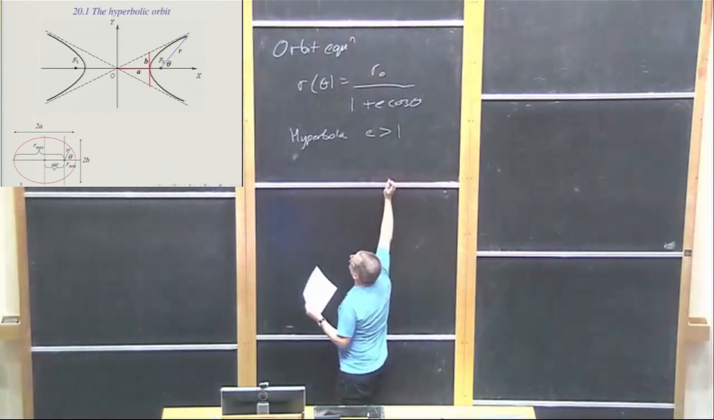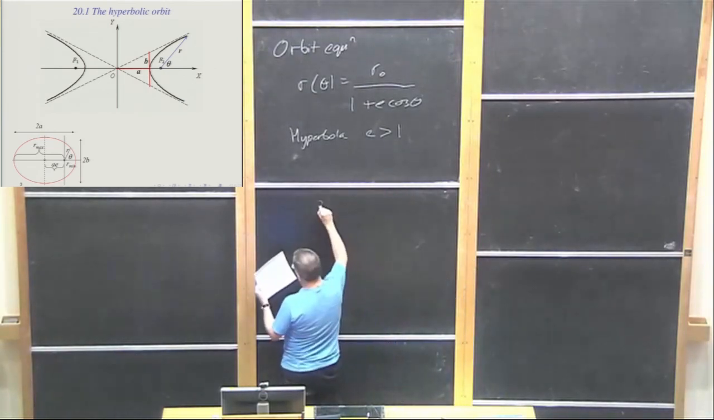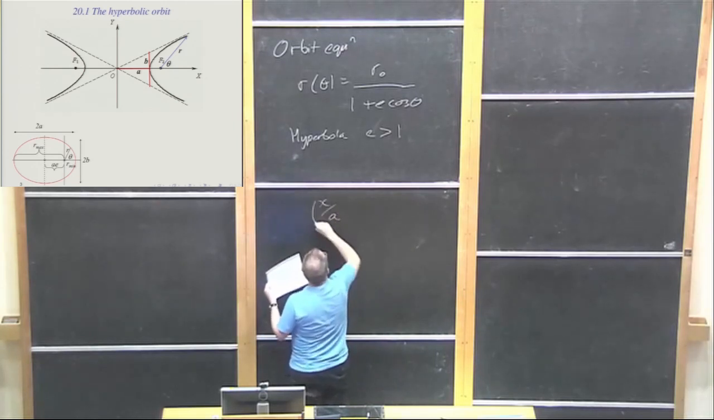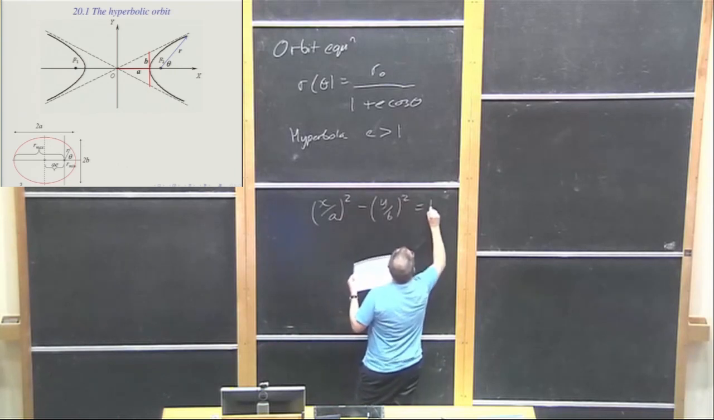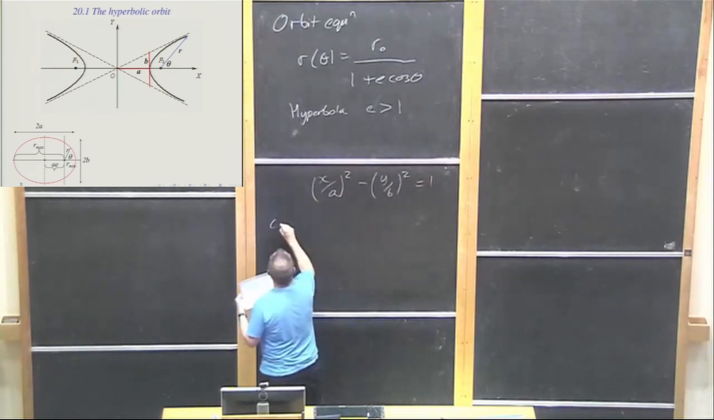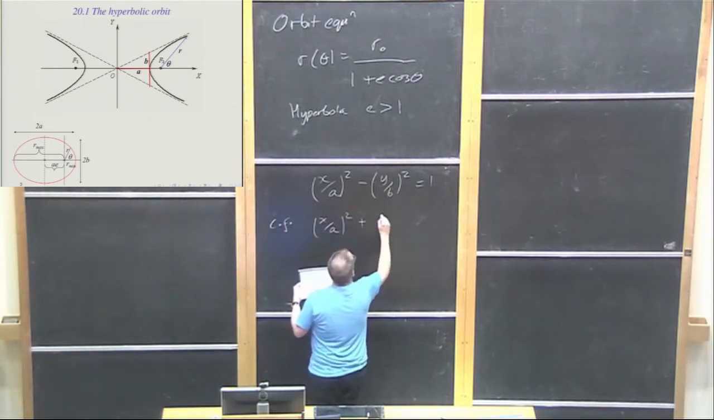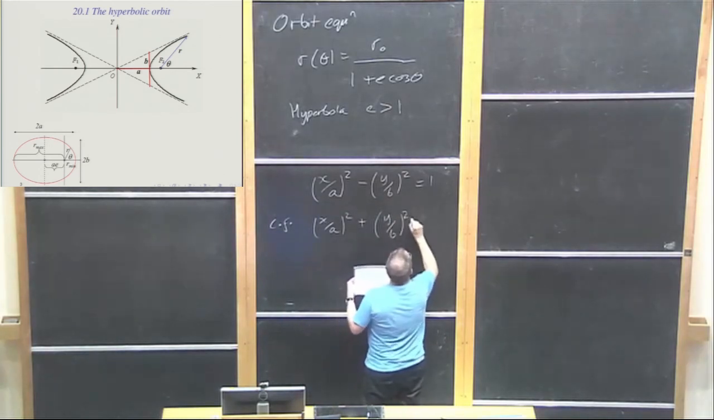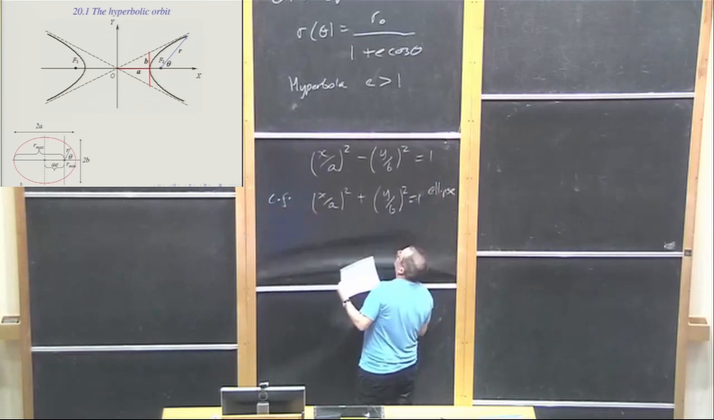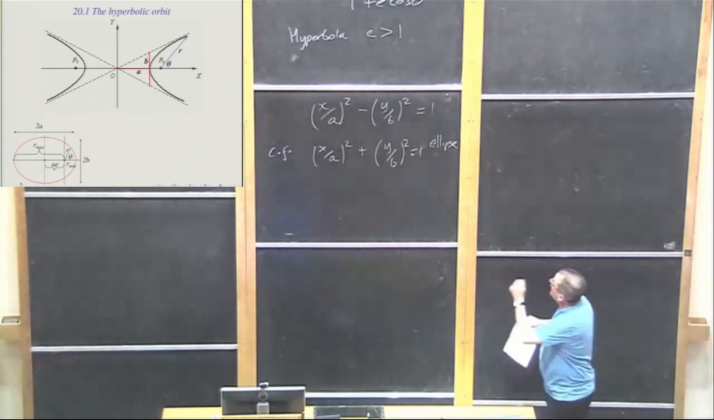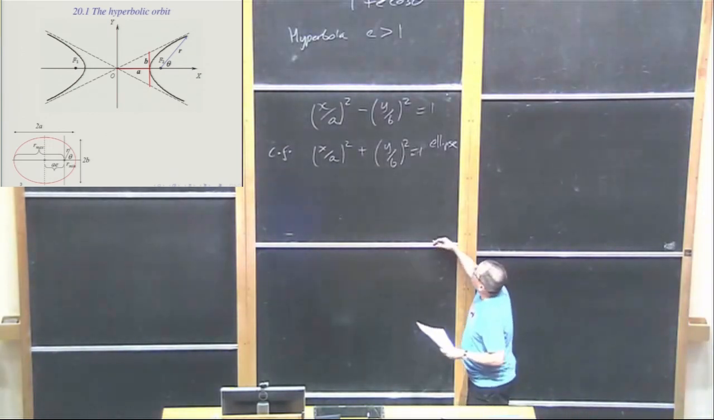There are various ways to write these functions. We can also write it as x over a, squared, minus y over b, squared, equals 1, which is to be compared with the ellipse equation in the same form, which is the ellipse case. We won't actually be making use of this expression today, but I just put it there so you recognise it.